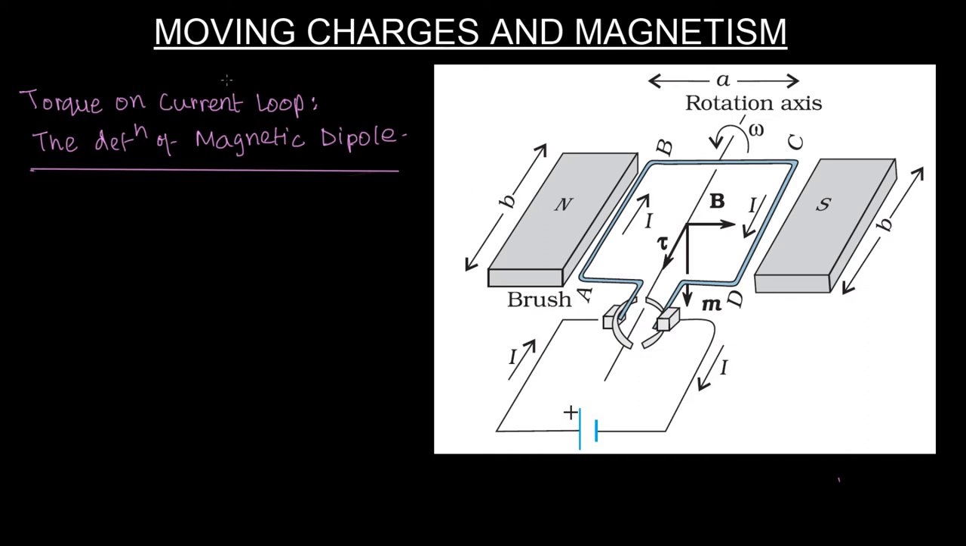Now let us try to understand the torque that a current carrying loop experiences in the presence of a magnetic field. And as we do that, we'll gradually develop the concept of the magnetic dipole. Till now we have understood what an electric dipole is, right? But since there are no magnetic poles that we can see as such, they are not point charges which are separated. So let us try to see how a magnetic dipole is defined.